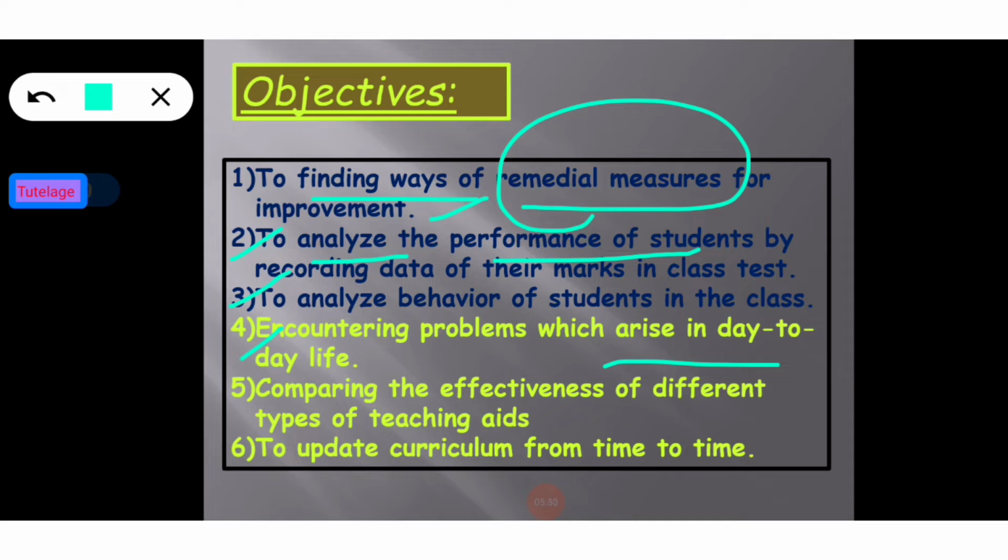And now move on to the fifth one. Research helps to compare the effectiveness of different types of teaching aids. We already know there are different teaching aids in the teaching learning process. So research basically helps to compare the effectiveness of different types of teaching aids, which is one of the most important objectives of research. And now move on to the sixth one, that is, it helps to update the curriculum from time to time.